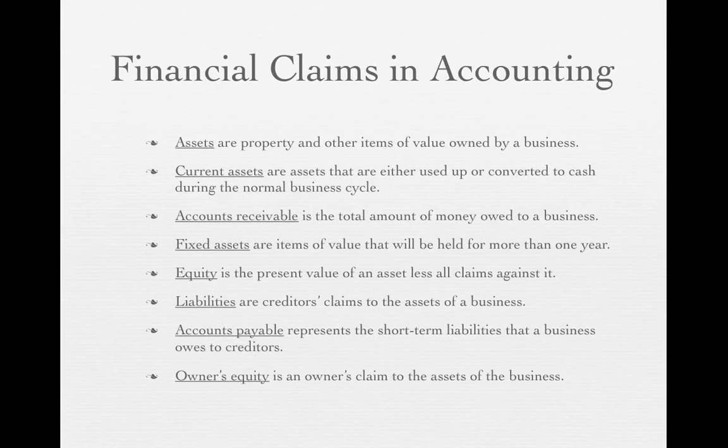When a person or business buys property and agrees to pay for it later, they are buying it on credit. The business or person selling the property is called the creditor. Liabilities are creditors' claims to the assets of a business. They are the debts that a company has incurred. Liabilities are measured by the amount of money a business owes its creditors. They include accounts payable. Accounts payable represent the short-term liabilities that a business owes to creditors.